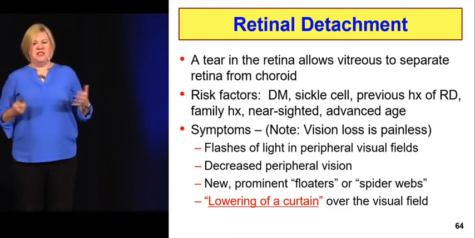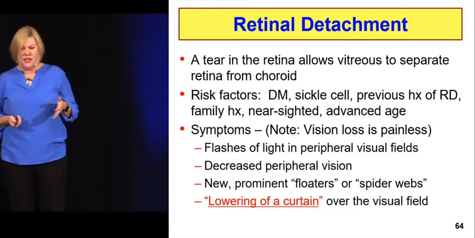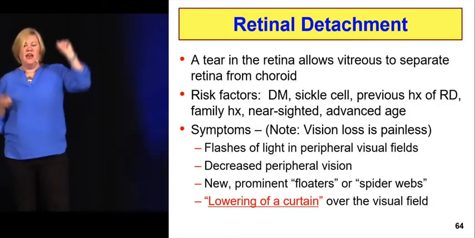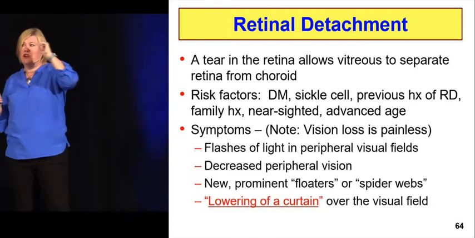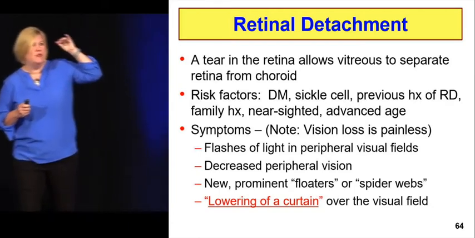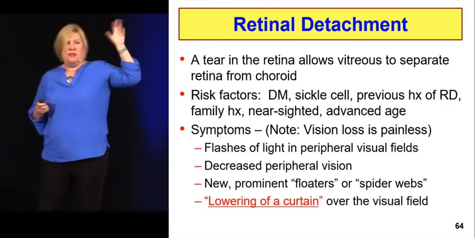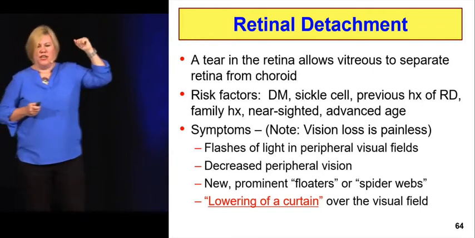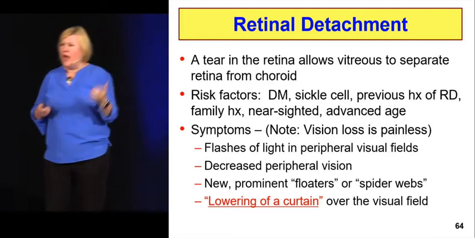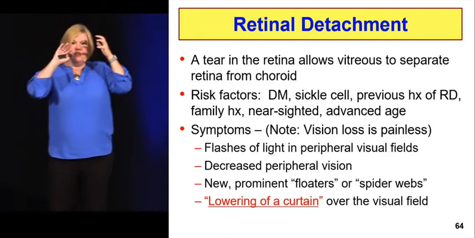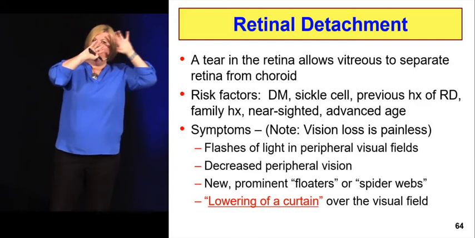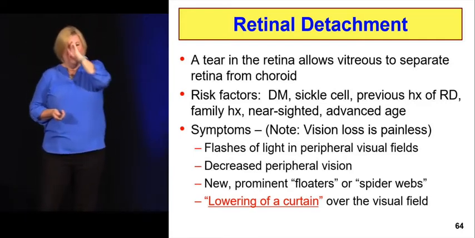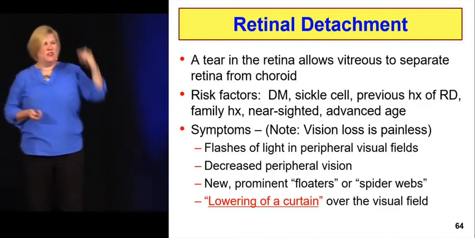In terms of symptoms, this is painless. This is a painless vision loss. And the key words to think about in the story would be someone who's seeing flashes of light, flashes and floaters, lowering of a curtain in the visual field. That is retinal detachment. Maybe some decreased peripheral vision. So floaters, spider webs, flashes, lowering of a curtain. Think about retinal detachment. Picture that vitreous humor working its way in and tearing that retina away and causing these various visual symptoms that they describe. As you tear that away, you start getting all these visual symptoms.